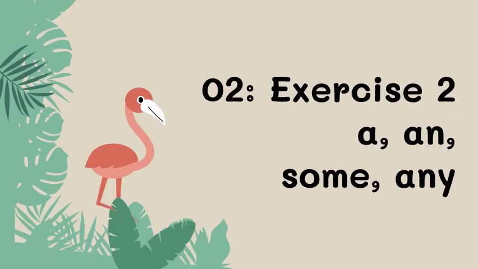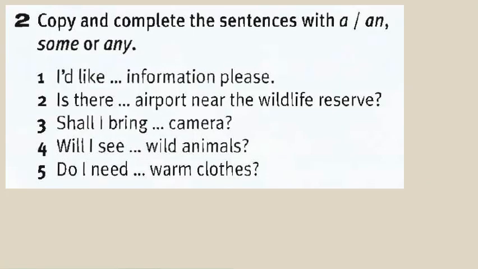Now next, Exercise 2. Exercise 2, we focus on a and some and any. Tengok. Dia cakap, copy and complete the sentences with a or an, some or any. So pilihan jawapan dia hanyalah dekat sini. You kena pilih dekat sini sahaja. Mula-mula sekali, you highlight the noun. Cari noun. Contoh the first one.